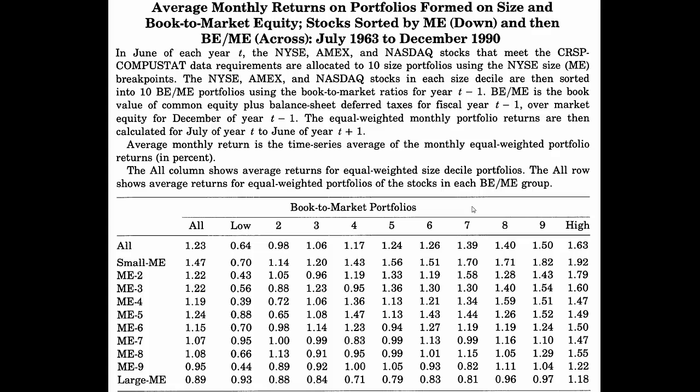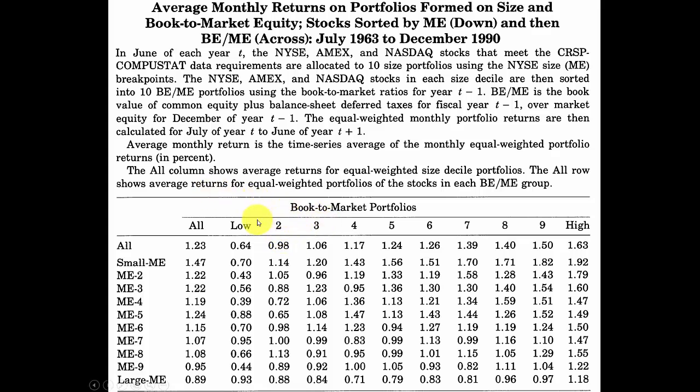In terms of stocks, they're looking at stocks that trade on the New York Stock Exchange, the American Stock Exchange, and the NASDAQ. They want them to have historical pricing data as well as CompuStat data, and that means available accounting data. They take this and then they form portfolios based on the size breakpoints, and then they of course sort these stocks into portfolios based on their book to market ratios. So look at the tables. This table is showing the monthly return. So average monthly return is the time series average of the monthly equally weighted portfolio returns. There are lots of portfolios here, and they're giving you lots of monthly returns.